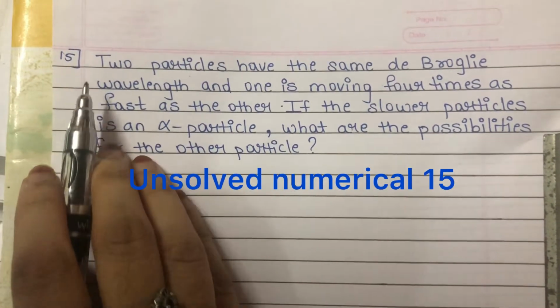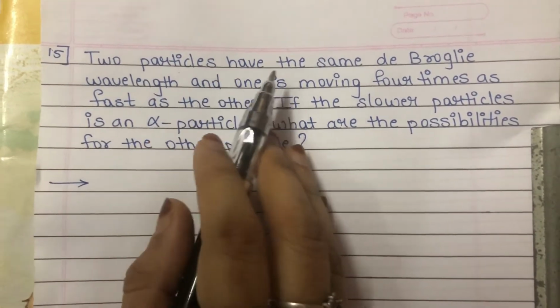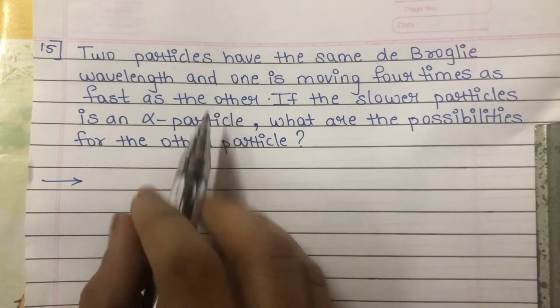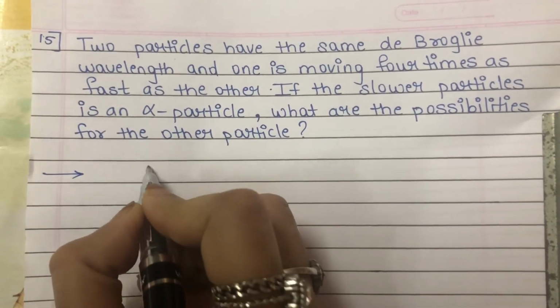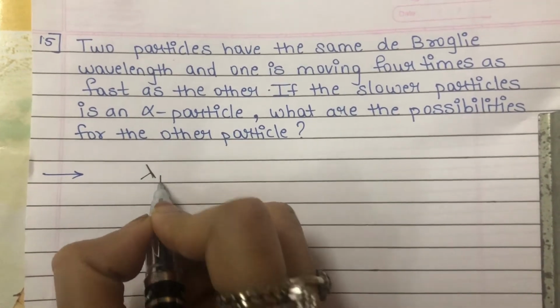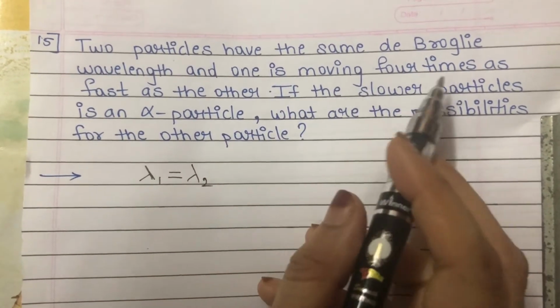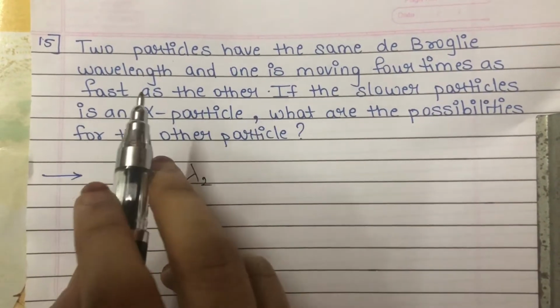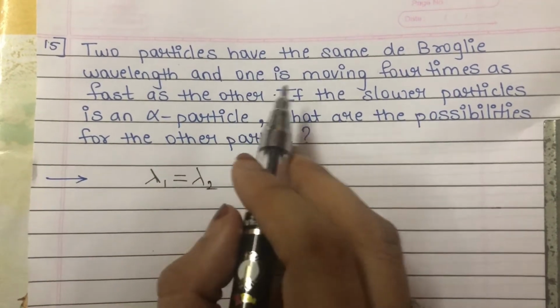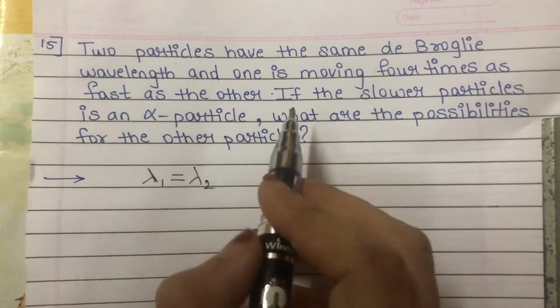Starting with numerical number 15. Two particles have the same de Broglie wavelength. Okay, here we have two particles having the same wavelength, so let it be 1. Lambda 1 is equal to lambda 2. And one is moving 4 times as fast as the other.